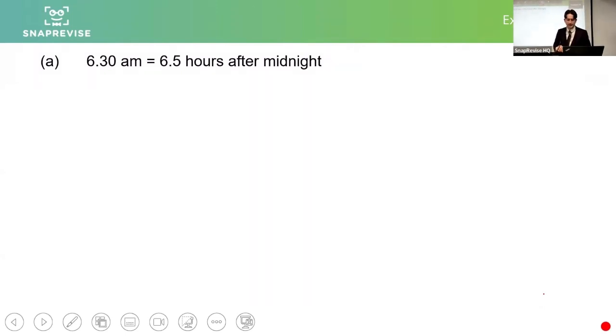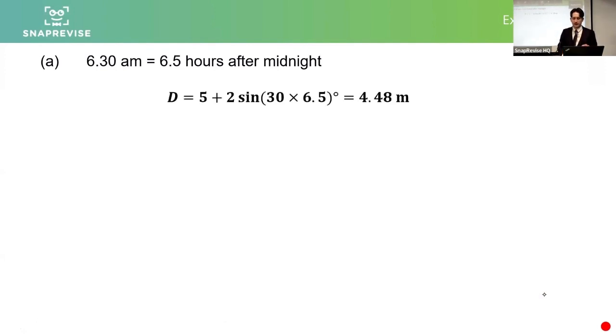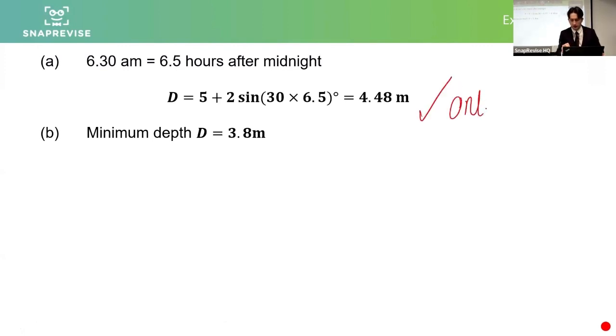So 6:30 a.m. These sound like basic things, but it's easy to mess this up. It is 6.5 hours after midnight. Really easy to do that wrong. So that's what we're subbing into the angle. That's going to give us a mark for doing that correctly. If we put 6.5 in, that's actually a mark. Then getting the minimum, and you only get that mark if you put the units.